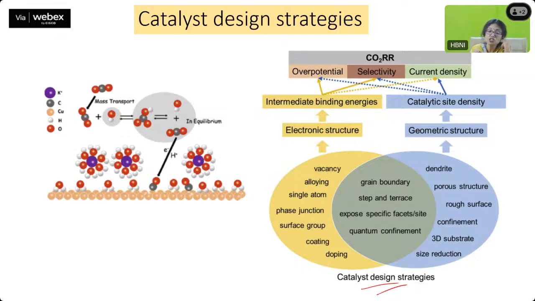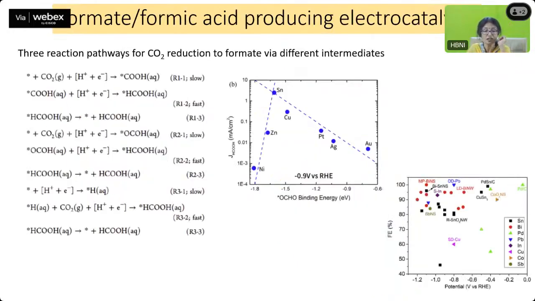So you can play around with the electronic structure and the geometric structure, which will change your catalytic site density and the intermediate binding energies. And ultimately, both of these are going to have an effect on the overpotential, selectivity and current density of that particular catalytic material, and will ultimately enhance the carbon dioxide reduction reaction. So these are the different catalyst design strategies. So now let's see what are the different kinds of electrocatalysts we can use.